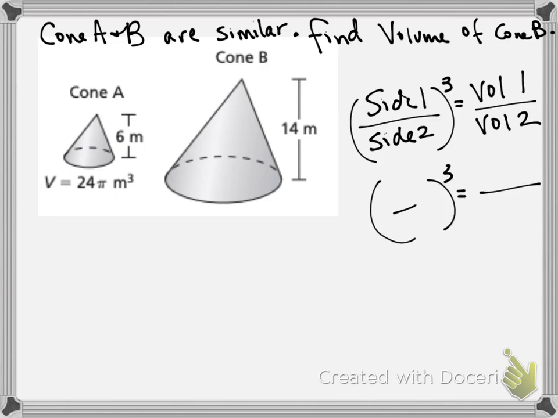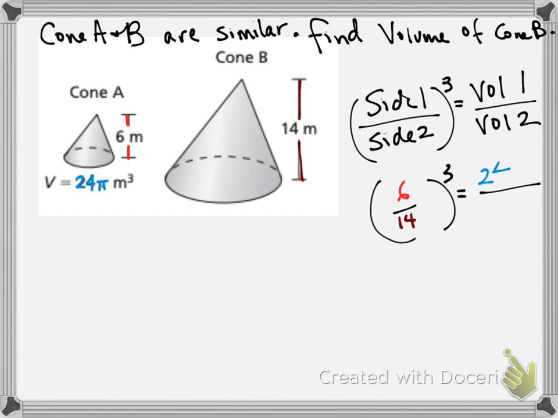So the side from the first, they gave us the height of the object. So the height of the first is 6. Then the height of the second is 14. The volume from the first, again, I am going to leave this with pi. I'm not going to multiply it.